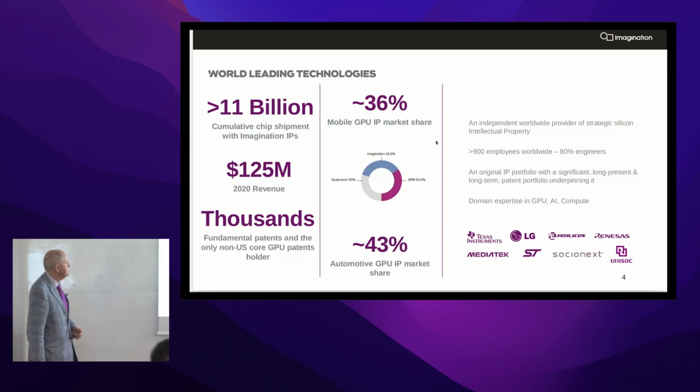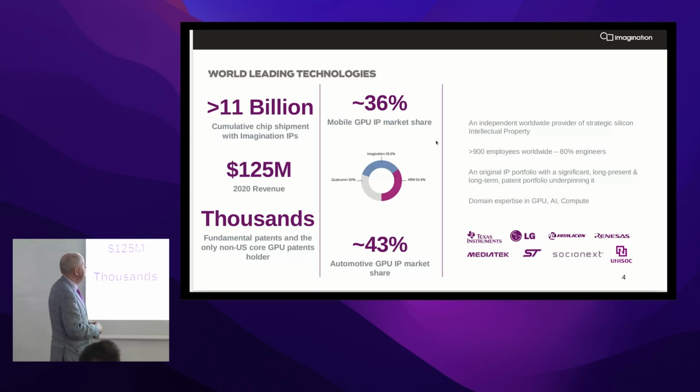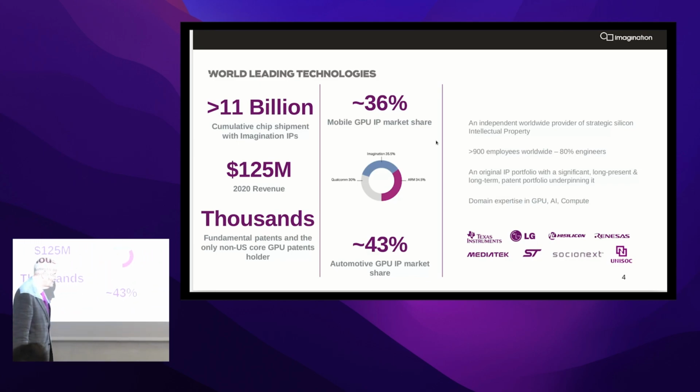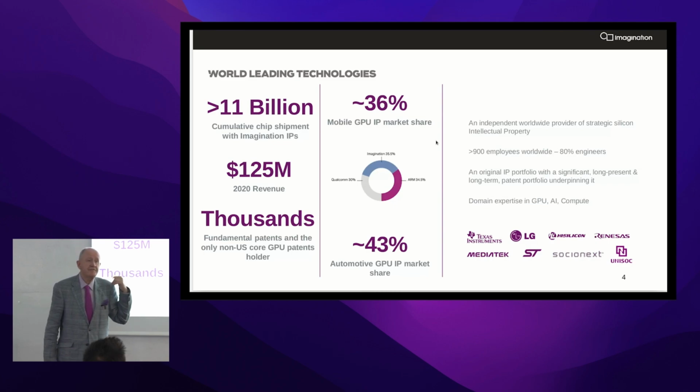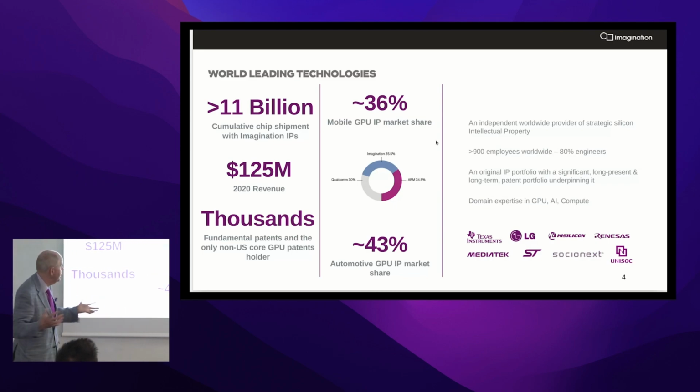And we've shipped about 11 billion pieces of our IP. This has actually gone up. I think this data is about 18 months old. We're up at over 40% market share in GPUs, and our 2021 revenues were $150 million. So we're a medium-sized company. We're headed towards 1,000 people.